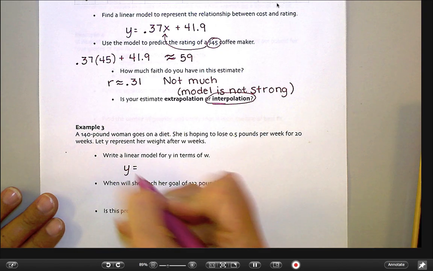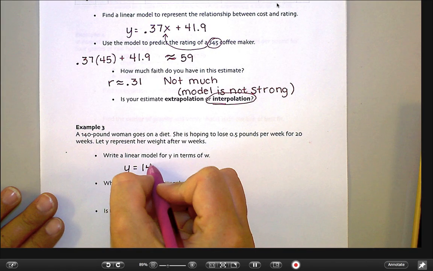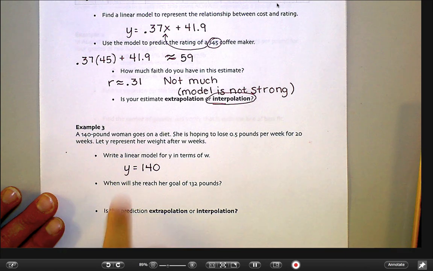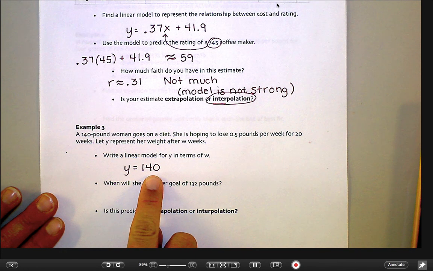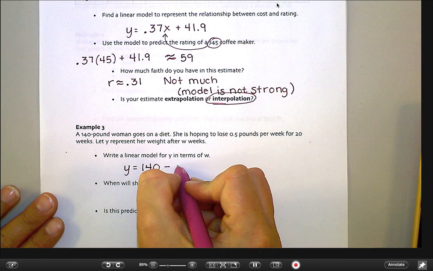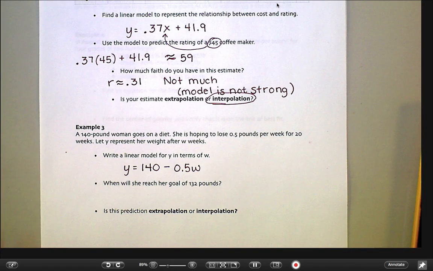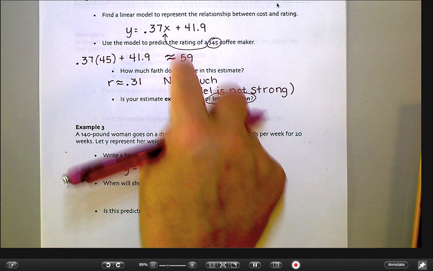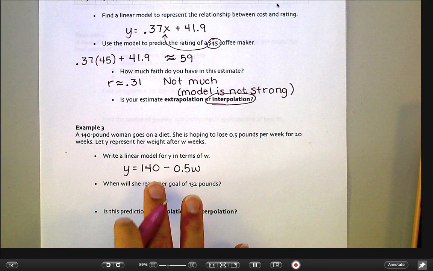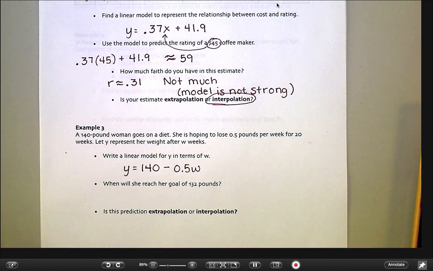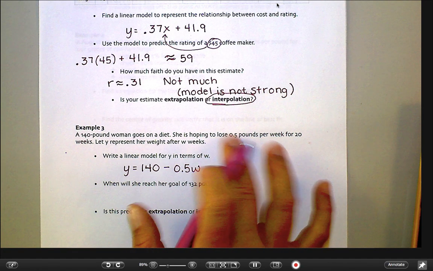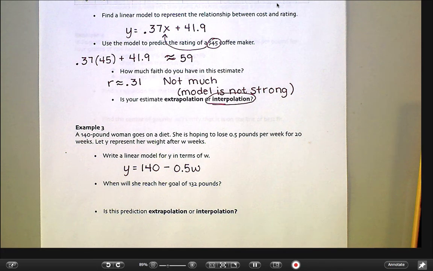My weight right now is 140 pounds. Okay, so I start out with a weight of 140. And then I'm losing 0.5 pounds per week. Okay, so that's my linear model. That's a different kind of linear model. I mean, it's still a linear equation, but we didn't use data this time. We didn't actually go to this poor woman's house and weigh her every week and then track the data. This is based on our estimate, what our plan is. What do we know is going to happen here?